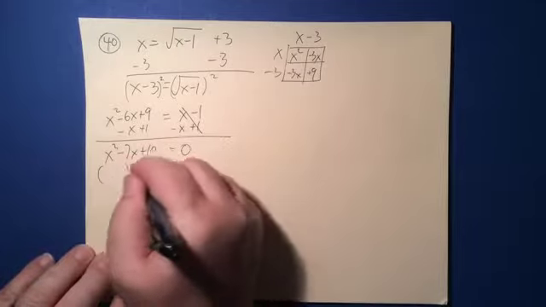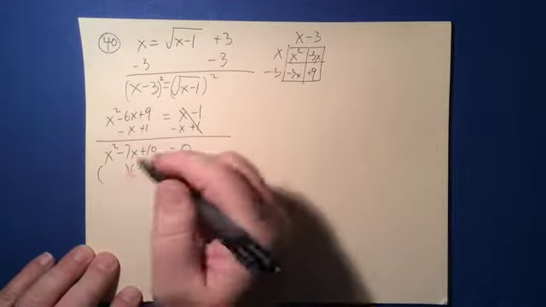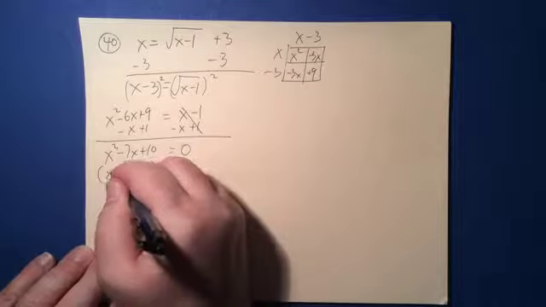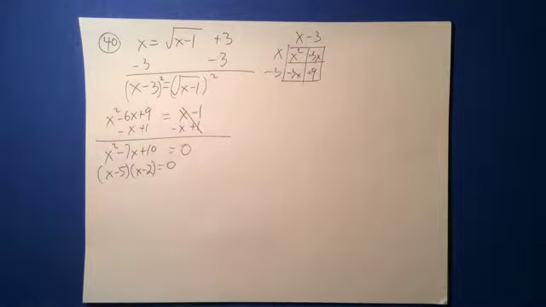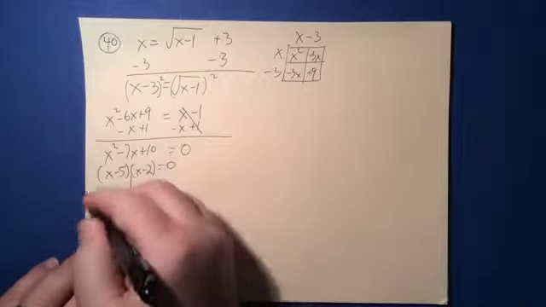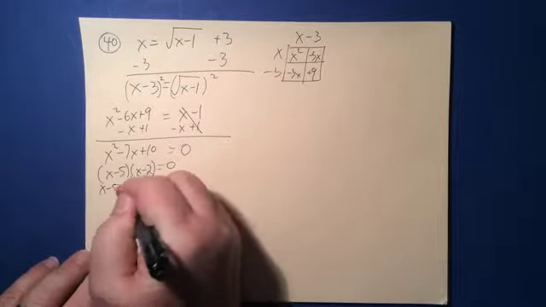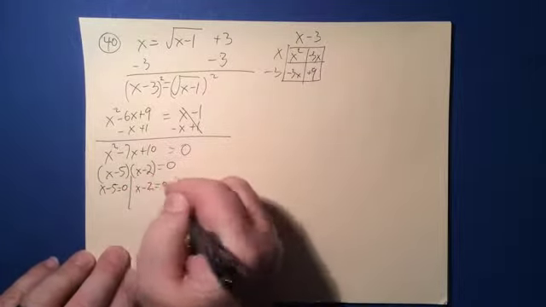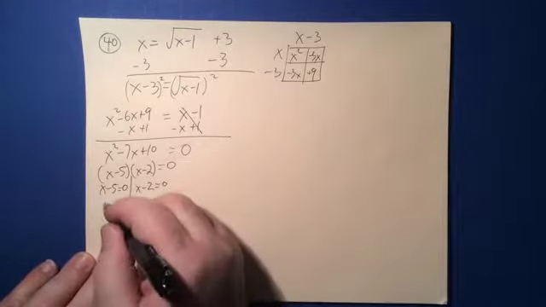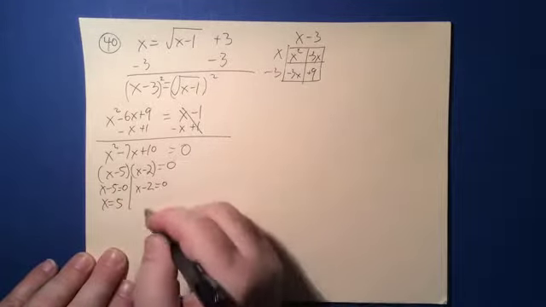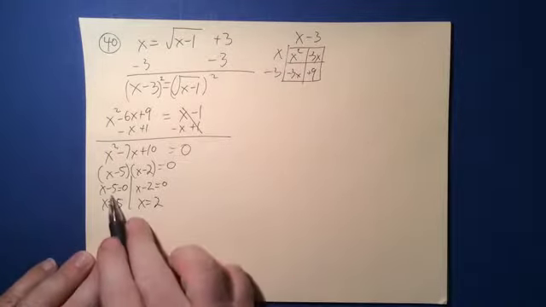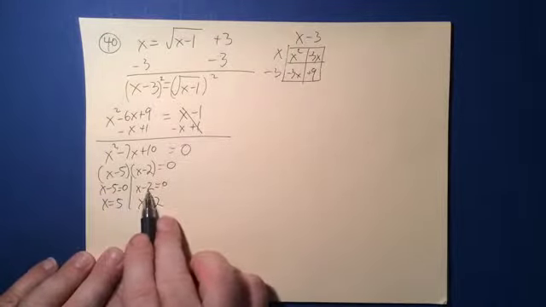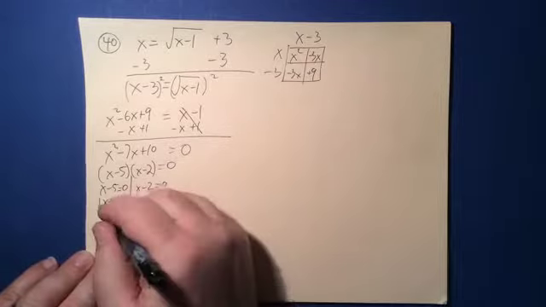The only way we can get this is to come up with the factors x minus 5 times x minus 2. So I'm going to set each of these factors equal to 0. When I do that, I'm going to get x is equal to 5 here, and over here I'm going to get x is equal to 2. You can add 5 to both sides and show that to be the case, or you can add 2 to both sides and show that to be the case.